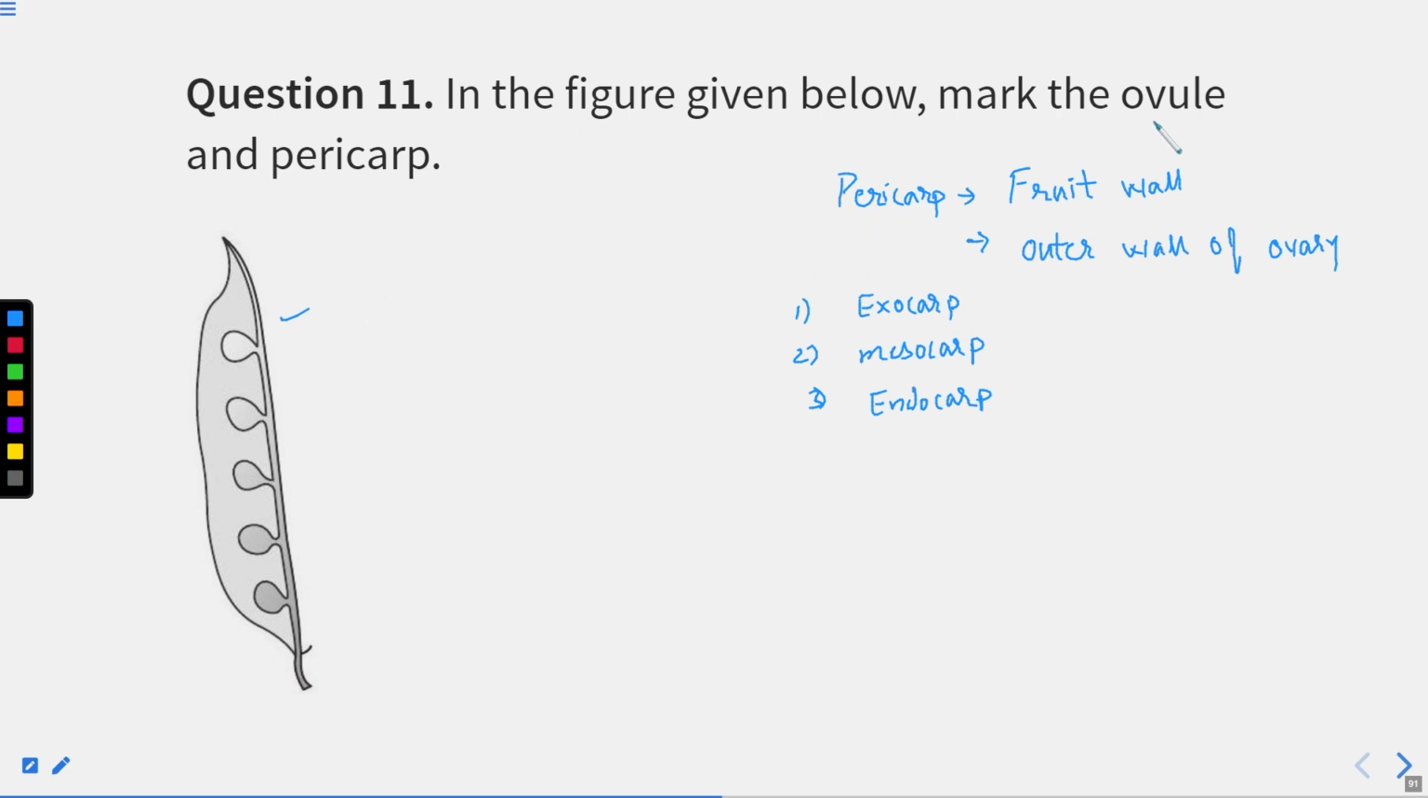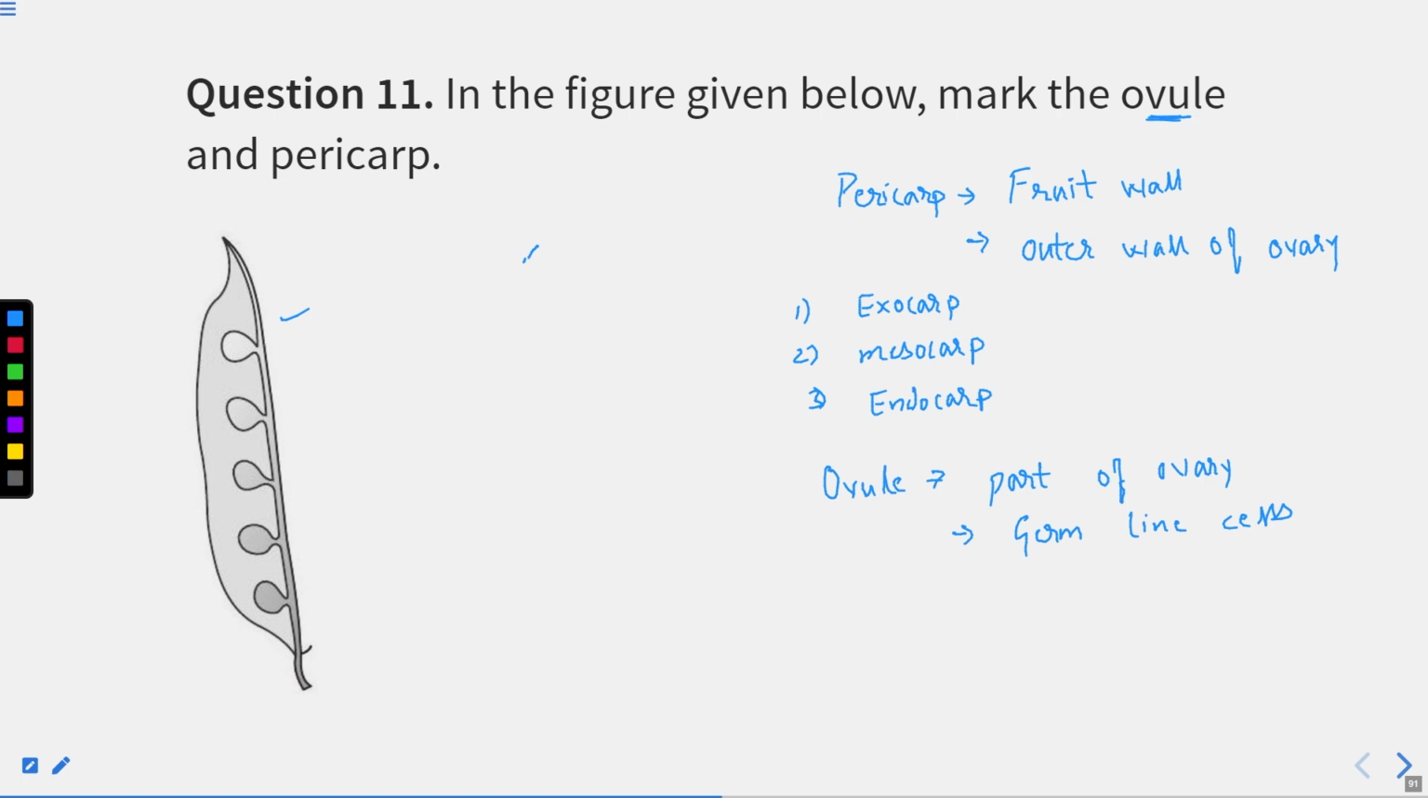Now what is an ovule? If we discuss the ovule, it is a part of the ovary, or it is present within the ovary, and it consists of germline cells. You already know the structure of the ovule: it consists of the nucellus, it consists of other structures, it consists of integuments.